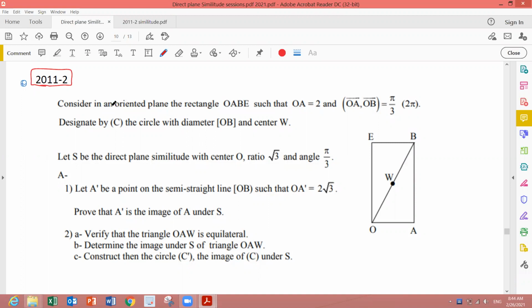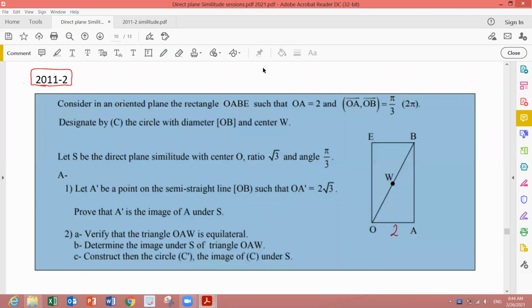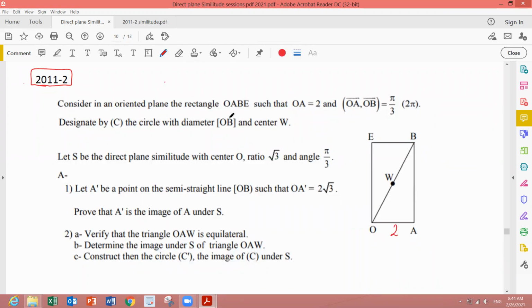Okay, consider in an oriented plane a rectangle OABE, direct rectangle. OA is 2. And the angle OA, OB is pi over 3. هيدا pi over 3, 60 degrees. عنده part 1 and 2.